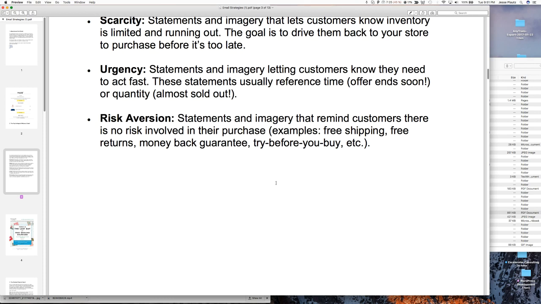Urgency is all kind of rolled into FOMO as well, fear of missing out. But things like offer ends soon, almost sold out. Really, scarcity and urgency are probably the two most popular psychological leveraging tools that you've seen marketing use. And then also sometimes people just need risk aversion, which is basically saying, I guarantee you'll like it. Honestly, if you don't like it, just give me your money back. And you can keep it too. If you really hate it, I don't even care if you ship it back to me. Just keep it and I'll give you your money back, and that's fine.